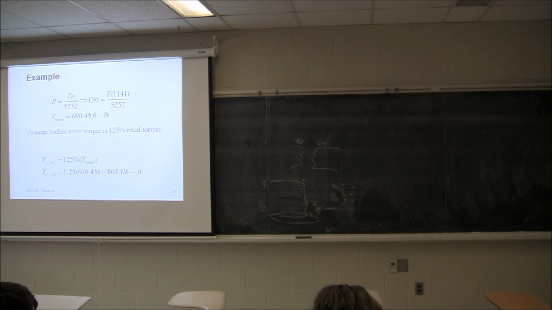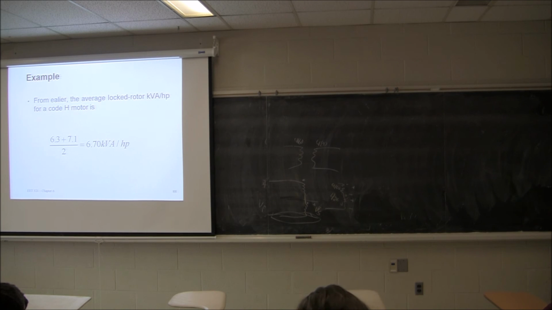divided by omega. So this is 5252 because we're trying to do things in foot-pounds, and this is horsepower, so this is in the beginning of the book. Your rated torque is 690.45. We'll say our locked rotor torque is about 125% based on this design, so we can put out 863 foot-pounds of torque at full voltage. So for letter H, we need about 6.7 kVA, because it's right in the middle. So we need 1,261 amps of inrush current to get this particular motor started. All right?